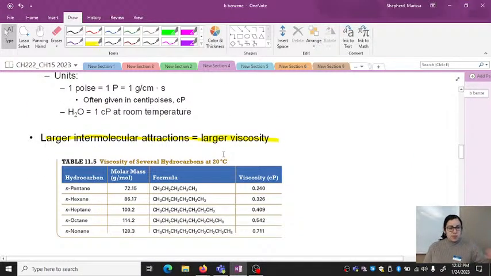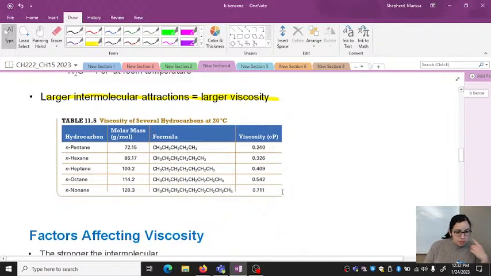But usually you measure viscosity of different substances. So here are all the alkanes for comparison. Pentane has the smallest viscosity compared to nonane, and that makes sense. We said increased intermolecular forces from these longer chains. And so again, we see that same trend in viscosity.